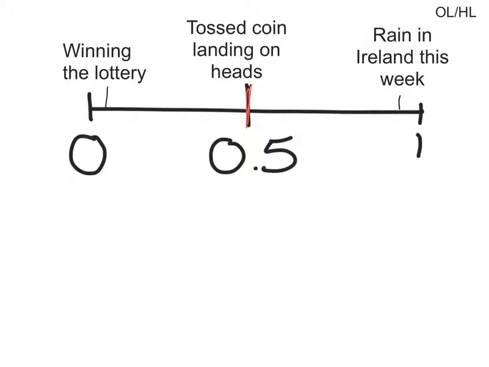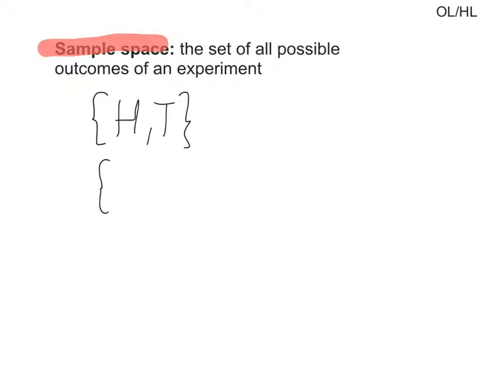Remember, the probability of an event occurring must be between 0 and 1 inclusive. In probability, we are usually looking at questions where there is an experiment and outcomes from an experiment. One definition we need to know is the definition for a sample space. The sample space is the set of all possible outcomes of an experiment. For example, if we toss a coin, the set of possible outcomes would be heads or tails. If we roll a die, the set of possible outcomes would be 1, 2, 3, 4, 5, and 6.